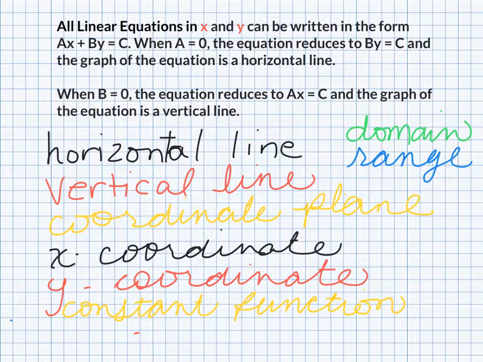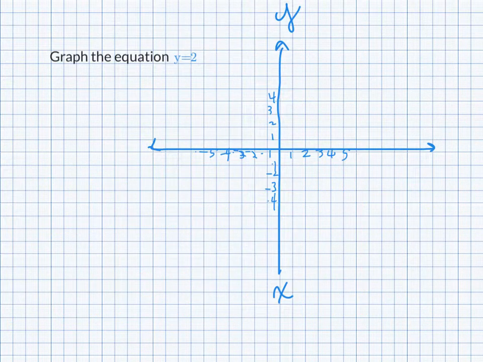Some vocabulary words that are key to doing this lesson are horizontal line, vertical line, the coordinate plane, x-coordinate, y-coordinate, constant function, domain, and range. So we'll be using those words throughout this lesson.